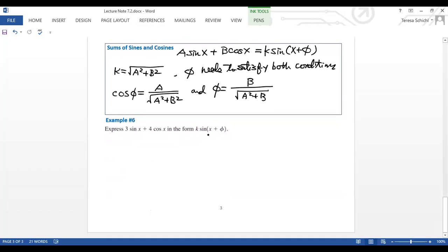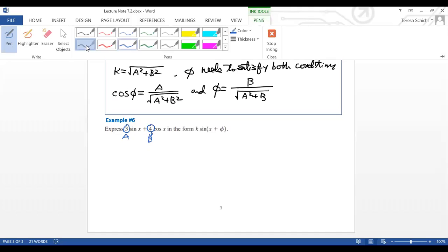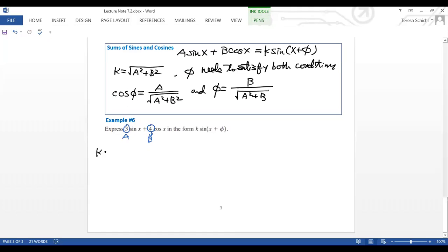Let's take a look at an example. Express 3 sine x plus 4 cosine x in the form of k sine of x plus phi. First, let's mark the values. 3 is my a, and 4 is my b. Based on this formula, k is equal to the square root of a squared plus b squared, so it will be the square root of 9 plus 16. So what is k? k is 5.